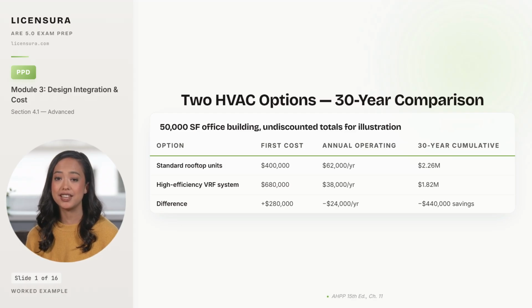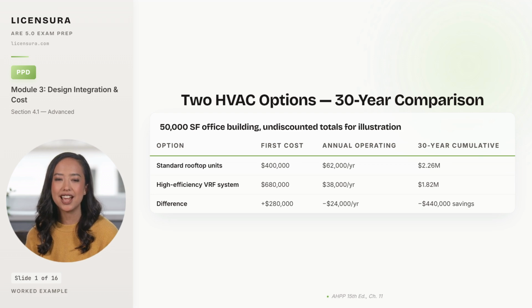This example is undiscounted for illustration. A proper LCCA per ASTM E917 discounts each year to present value using a real discount rate, typically around 3 to 5%, and the high-efficiency system usually still wins, but by less. The architect who presents only first cost loses to the contractor saying, "Go with the cheaper one." The architect who presents the LCCA wins the client's confidence and frequently wins the project.